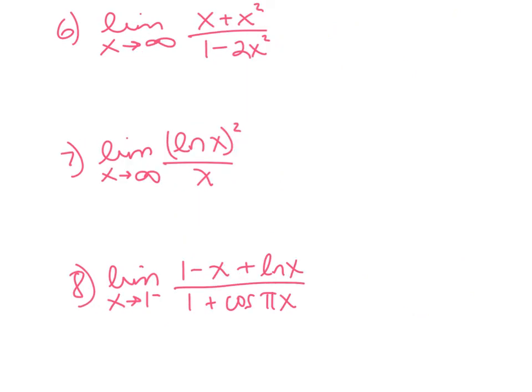Okay, the next two, we're looking at our limit as x is approaching infinity and seeing how that affects the problem. So with limit as x is approaching infinity, generally you're going to end up with an infinity over infinity. Obviously infinity plus infinity is infinity, and then 1 minus 2 times infinity would be negative infinity, but you don't need to worry about if it's positive or negative.